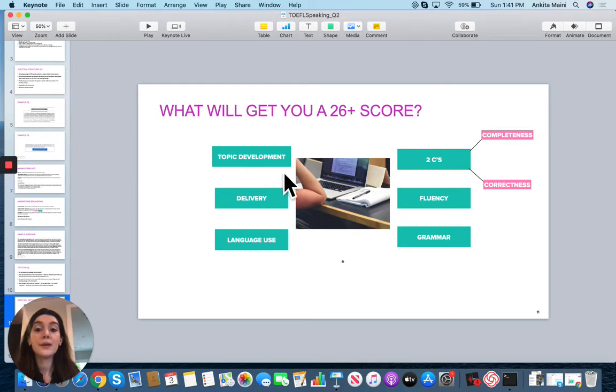So, topic development. What does topic development on question number 2 mean? The best way to remember it is 2 C's: completeness and correctness. On question number 2, you can do a really good topic development if you completely give the 2 reasons that the man or the woman gives for holding their opinion. So give those 2 reasons completely, okay?